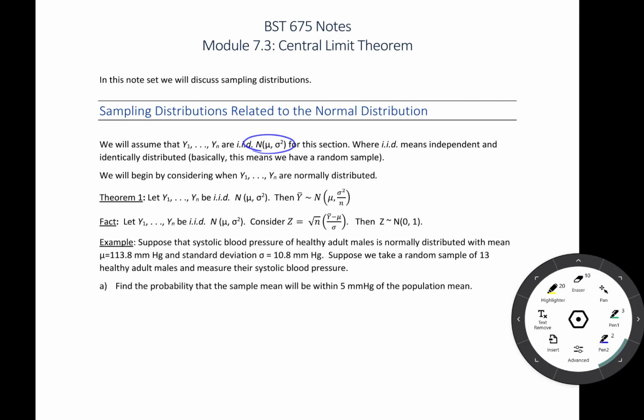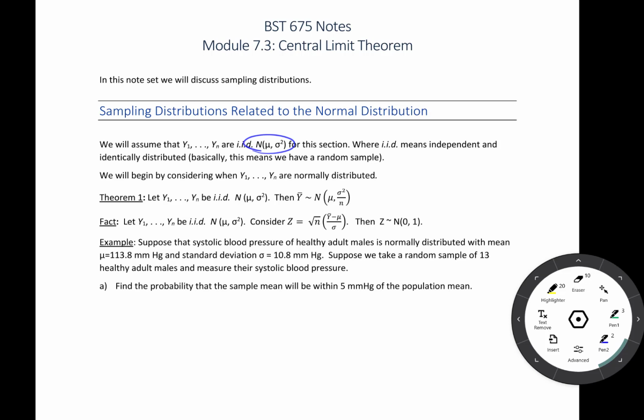Now, one thing to note, whenever the normal distribution is given, I've seen it given both ways, either with the standard deviation or with the variance, and notice it really doesn't matter which one you're given as long as it's clear which one you're talking about. Alright, so again, that's what we're going to assume here in this section. And so we're starting by considering that we've got that normally distributed.